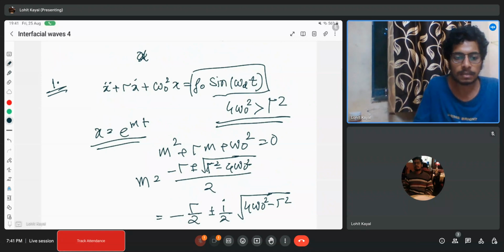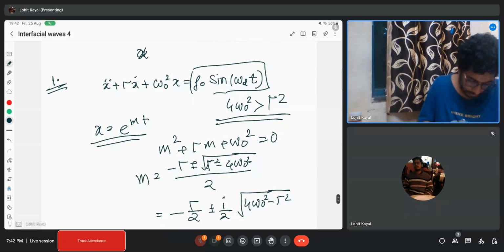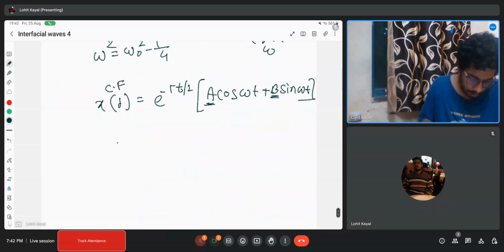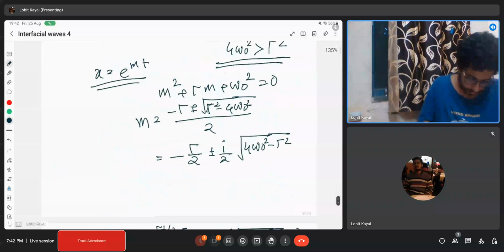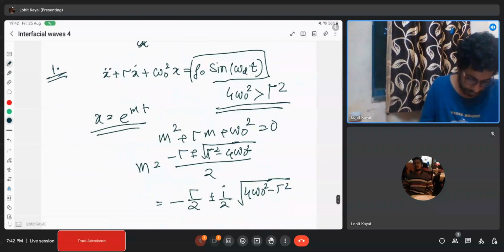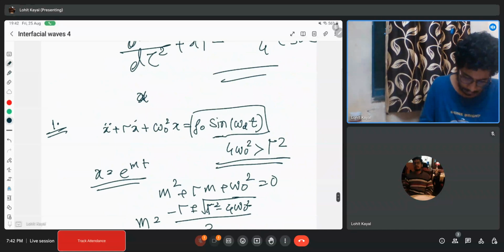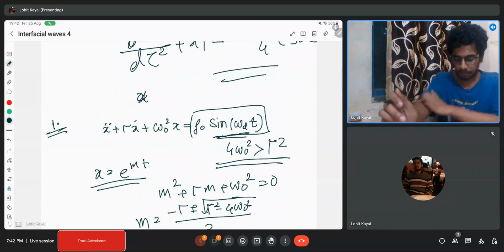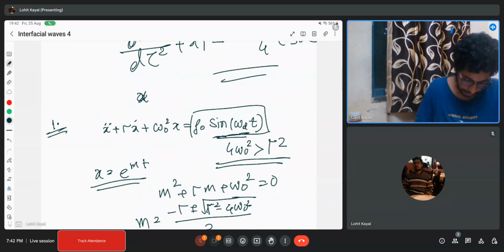Okay, I think the option provided is something wrong in the assignment. So let us just keep it here and let's try to solve for the particular integral. Now if you substitute this, on the right hand side you have f0 into sine omega d t. Okay, so this is on the right hand side.